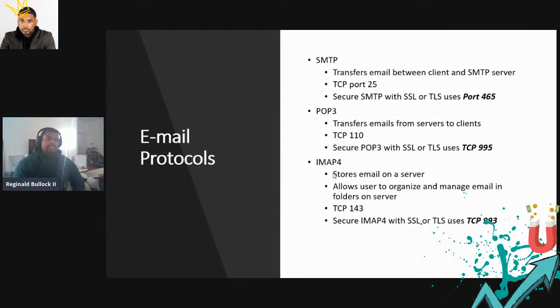Email protocols. SMTP transfers emails between client and SMTP server, and this is TCP port 25. Secure SMTP with SSL or TLS is port 465. POP3 transfers emails from servers to clients, uses TCP 110. Secure POP3 with SSL or TLS uses TCP 995. IMAP4 stores emails on a server and allows users to organize and manage email in folders on servers. TCP 143. And secure IMAP4 with SSL or TLS uses TCP 993.